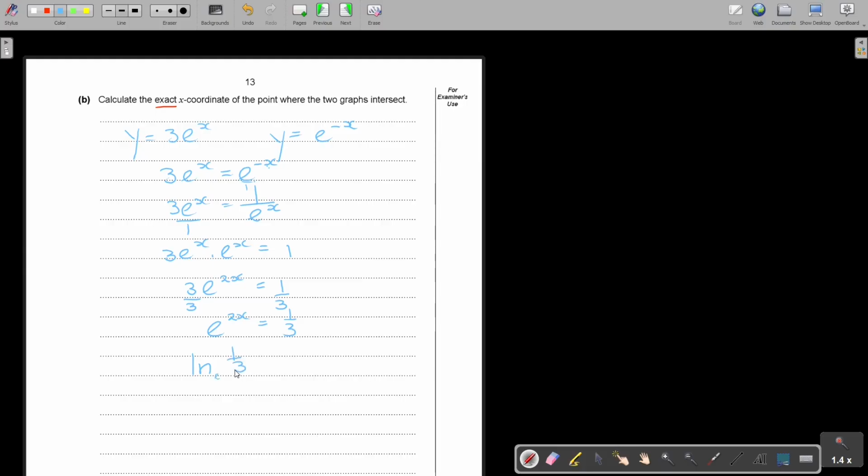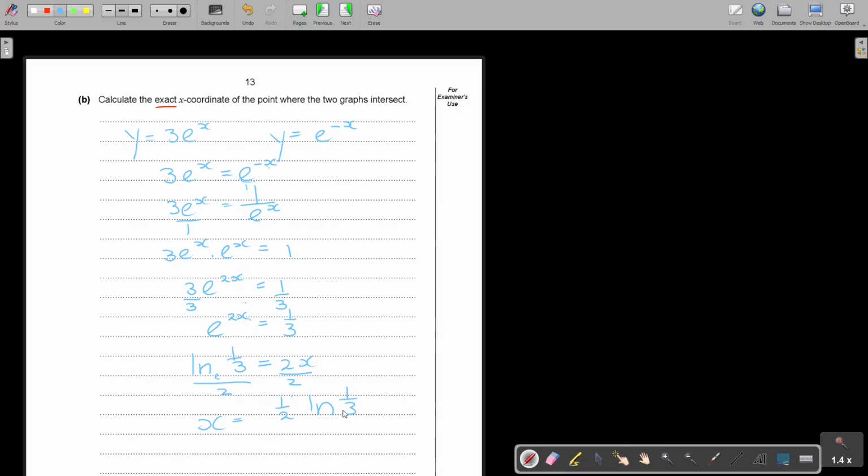So ln of 1/3 is equal to 2x. I swap these two parts. I swap this and this. Did you see that? And then I can basically just divide by 2. So I'm just swapping the sides now. So x equals, or a half, I can just put the half in front. So it's a half ln a third.